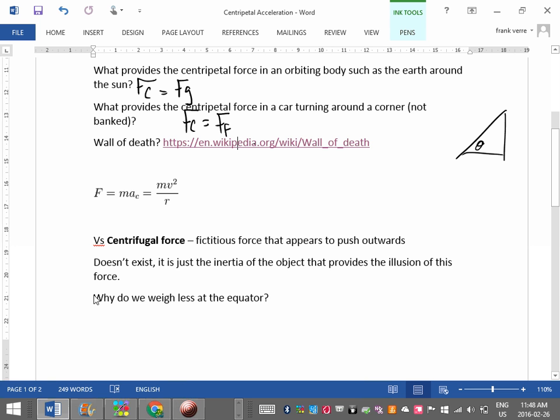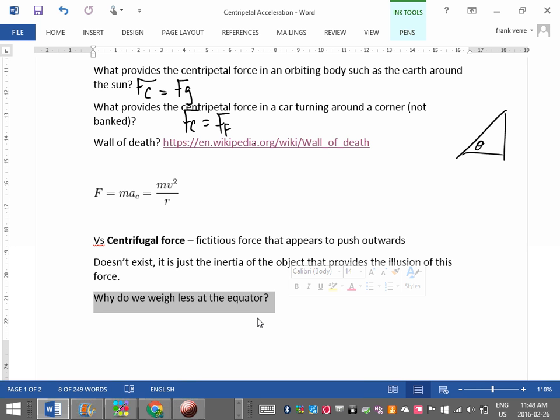Here's an interesting question. Why do we weigh less at the equator? It's very small. It's like less than 1%. I can't remember the exact number. But why do we weigh less at the equator? There's actually two reasons for this.